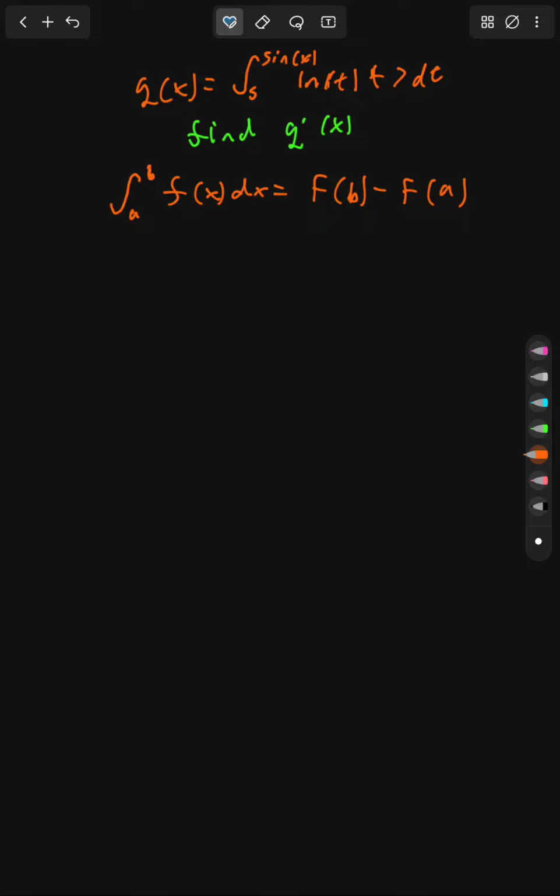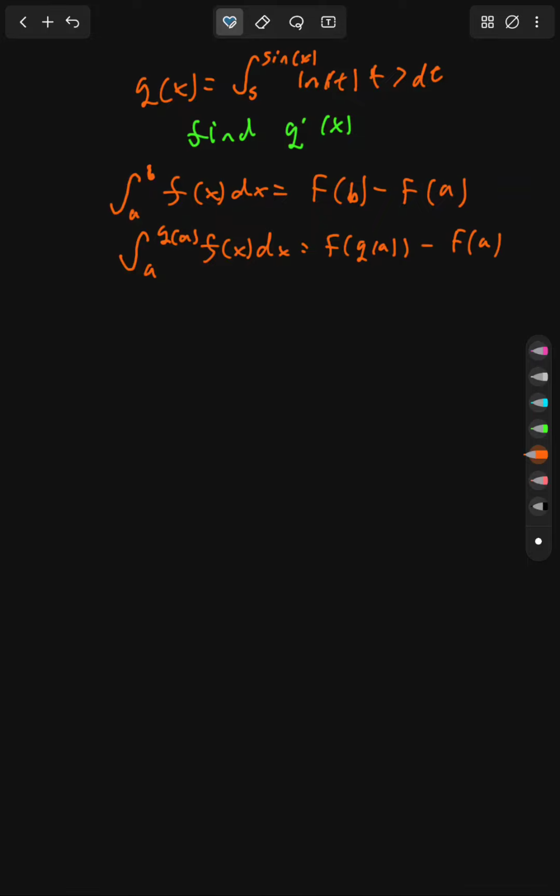Well, now what if we had a function in one of these bounds? It'd be the integral from a to, in this case, let's just call this g of a, of f of x dx. Well, the g of a is now going to take the place of the b, so we get capital F of g of a minus capital F of a.